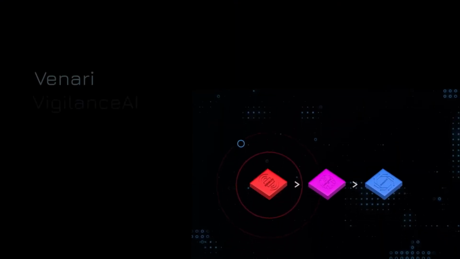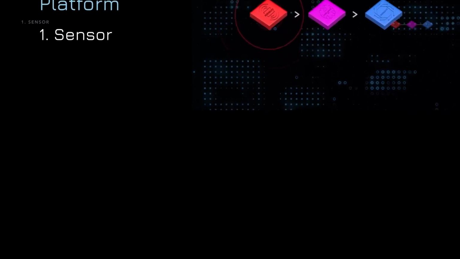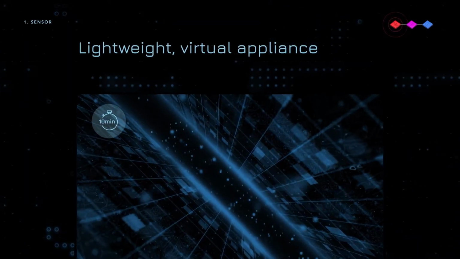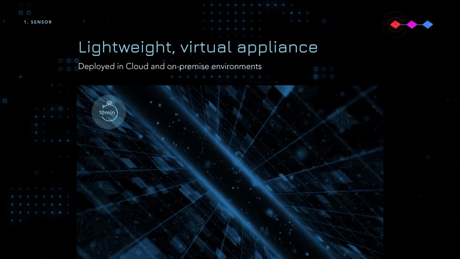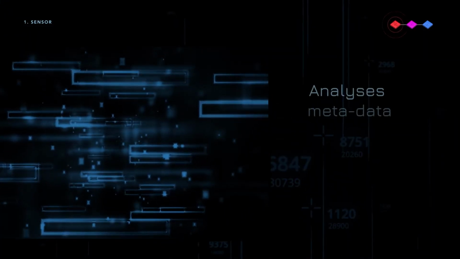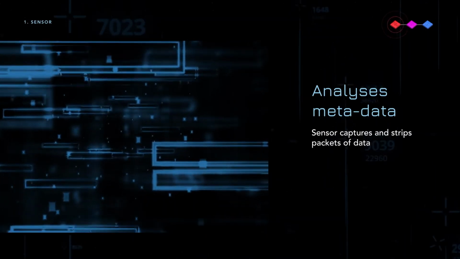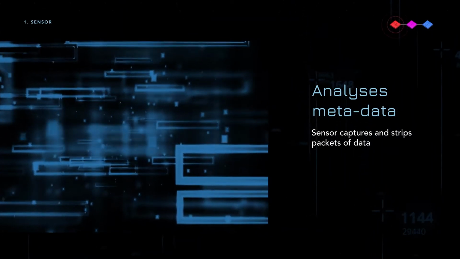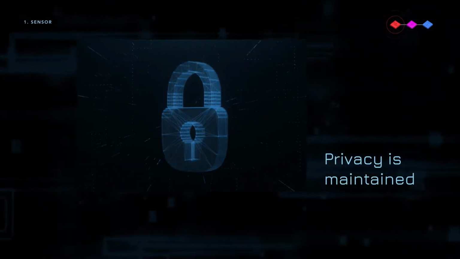The Venari Vigilance AI platform starts with the sensor. Our lightweight virtual appliance can be deployed within 10 minutes in cloud and on-premise environments. Leveraging network mirroring technologies, our sensor captures and strips packets of data, only analyzing metadata so that privacy is maintained at every stage.